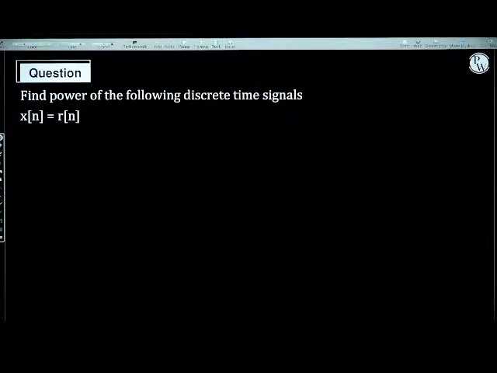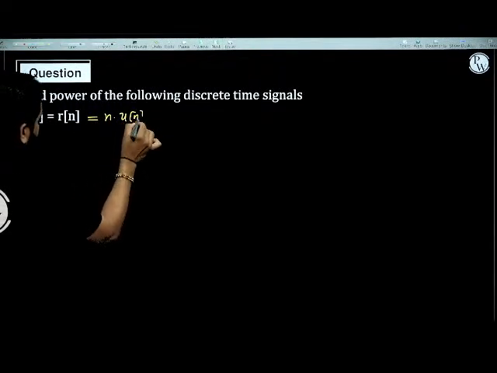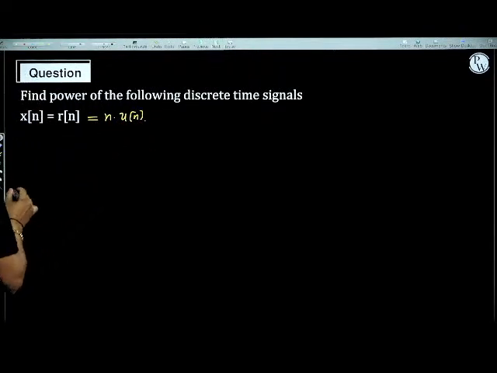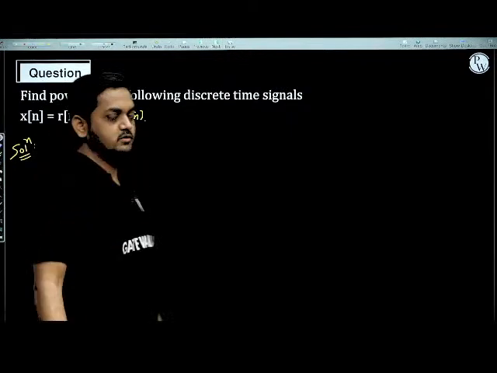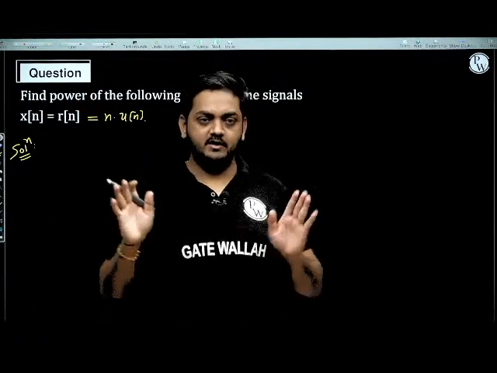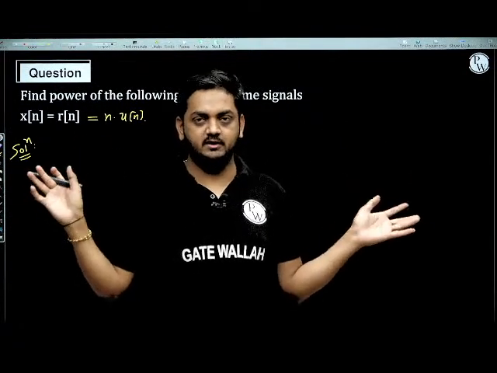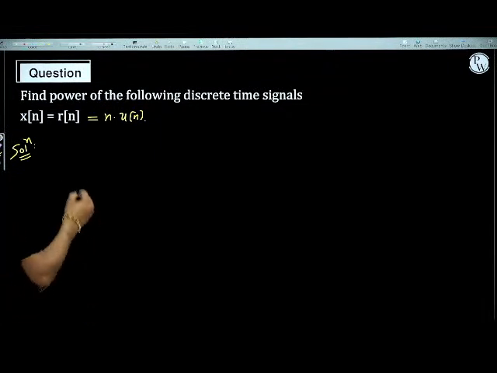Now find the power of the following discrete time signal. Here r of n is nothing but n into u of n, an increasing function. So what will be the power? Already I told you, if it is an increasing function, then the energy is infinite and the power is also infinite. If it is increasing right sided, left sided or both sided with infinite duration, then definitely the power of that signal will be infinite, and the energy also infinite, guys.